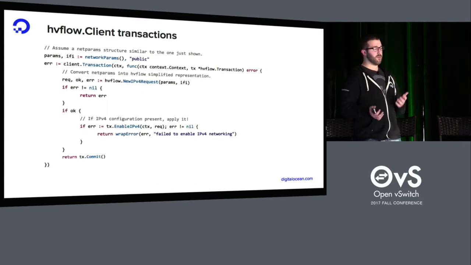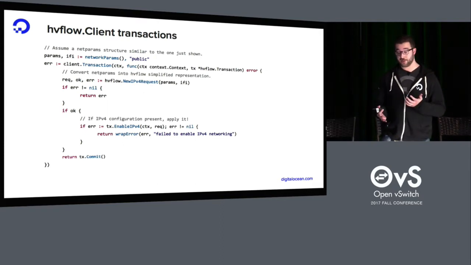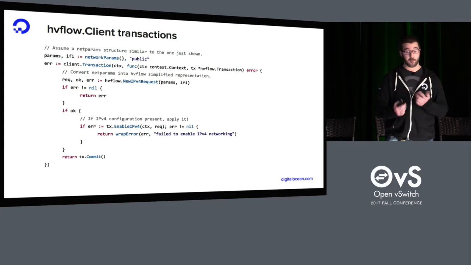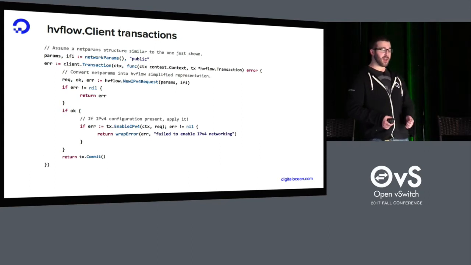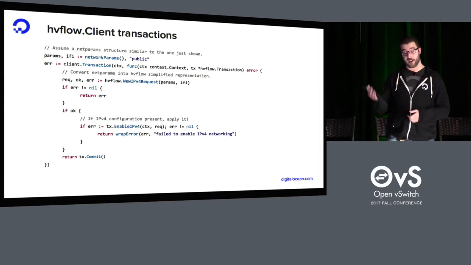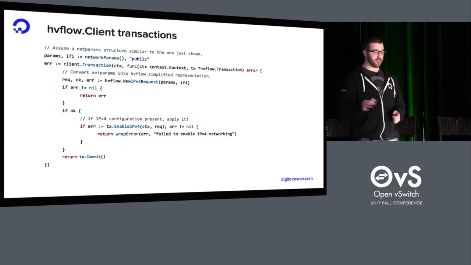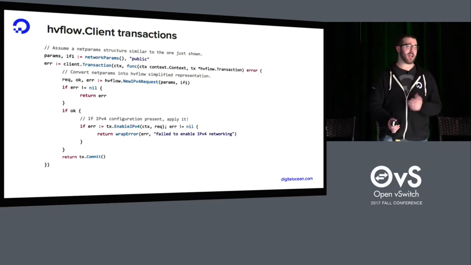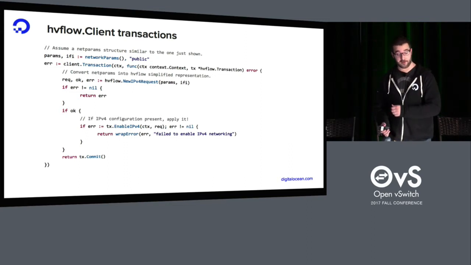So let's assume we have some netparams structure similar to the one we have just shown. We want to enable networking on our public interface. So we call this transaction method, and it opens up a transaction with this HPFlow transaction type. Within the context of the transaction, we are able to parse out the information we need to, say, enable IPv4 connectivity on a public interface.